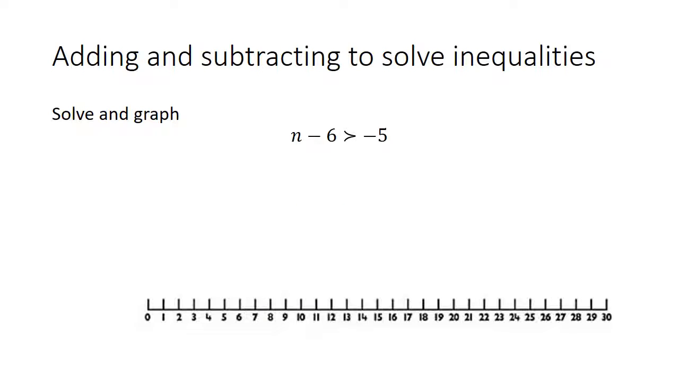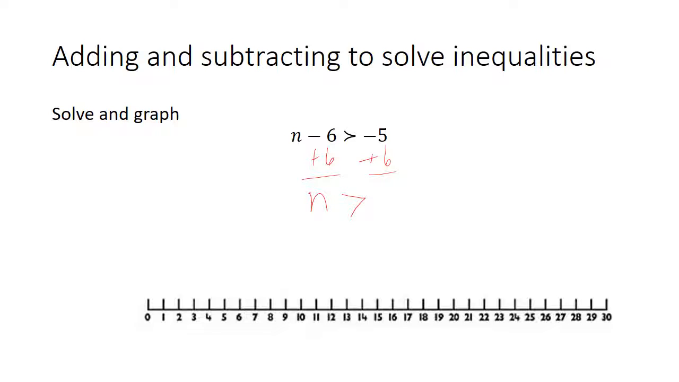Let's try another one. We have n minus 6 is greater than negative 5. So we need to get our n all alone. To do that, we need to move our minus 6 over to the other side. It is minus over here next to the n, so we're going to have to add 6. And add 6 to this side. That's going to give us n is greater than.